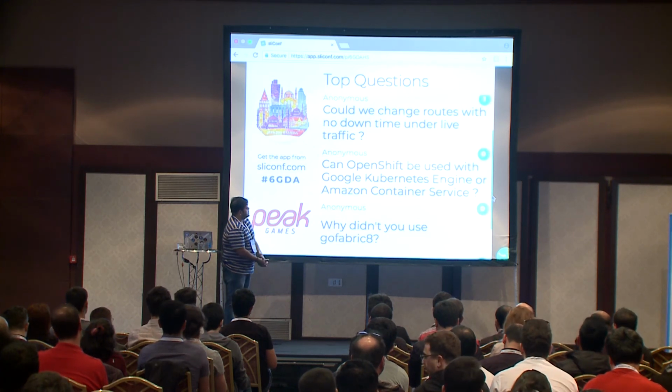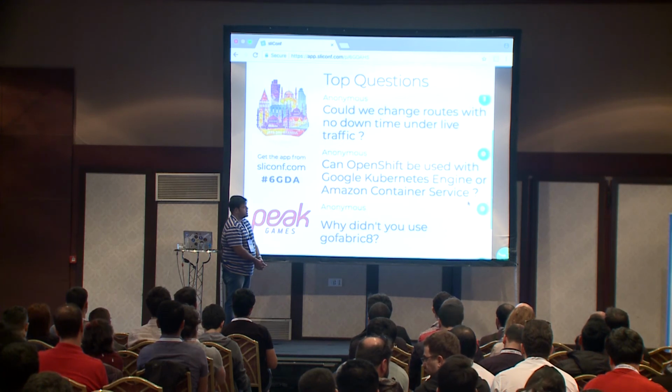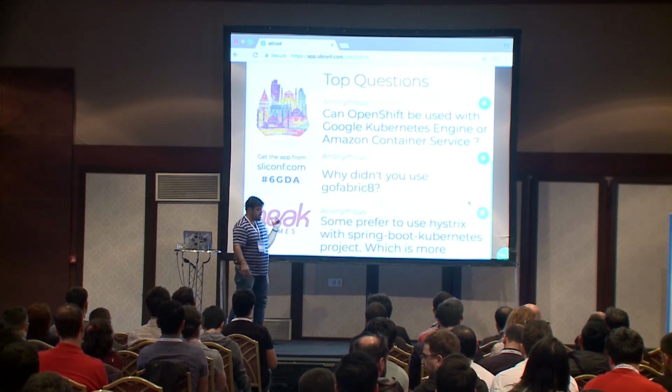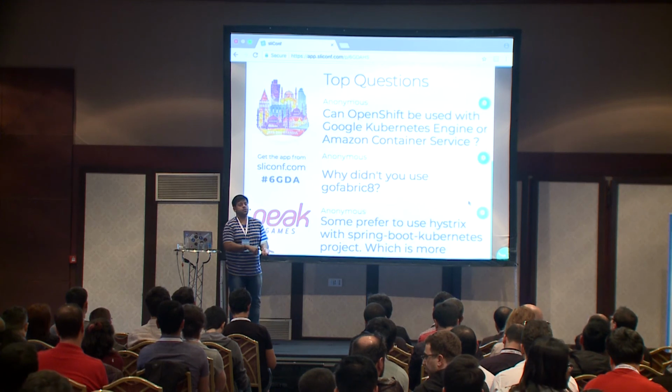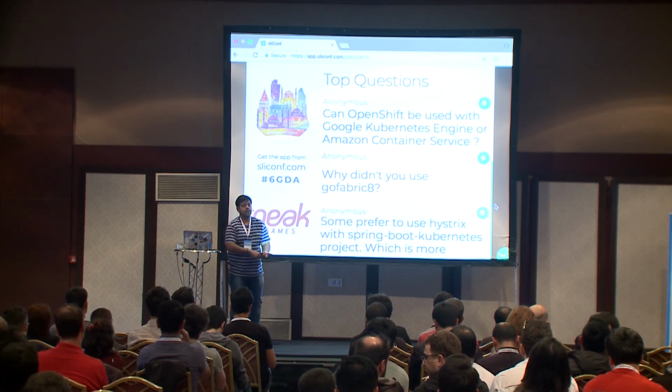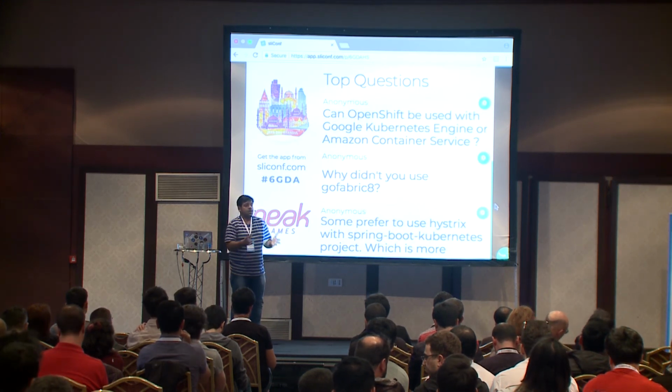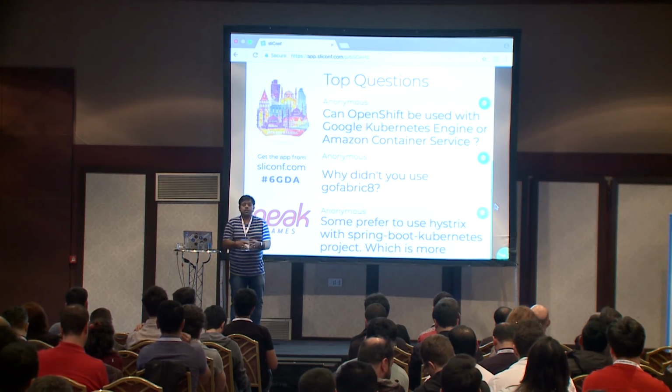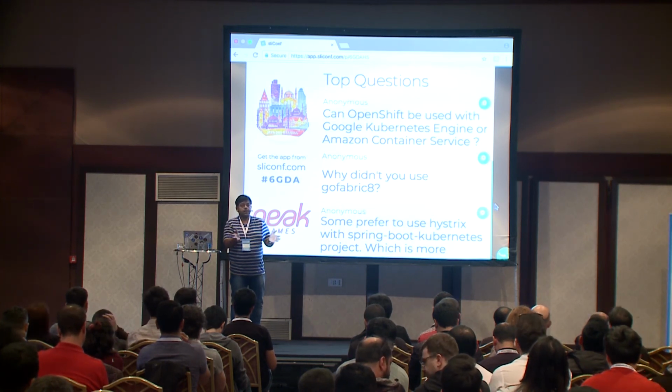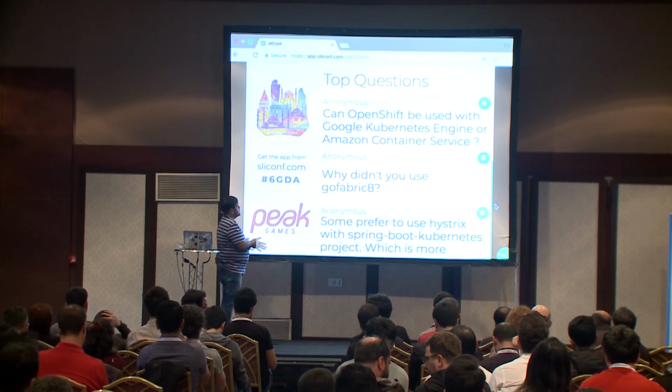Can OpenShift be used with Google Kubernetes? Absolutely, no doubt. OpenShift can be used with any cloud provider right now. We majorly support GCP, Azure, and Amazon by default. And it can work even in your private cloud, or even a private-public hybrid cloud environment, wherever you want to deploy OpenShift. It's available there as well.